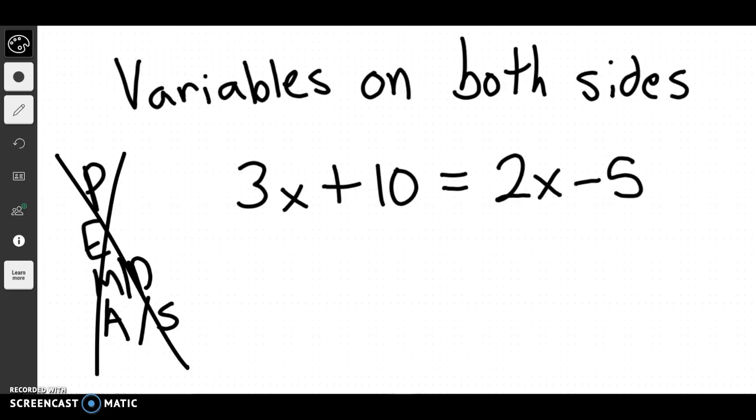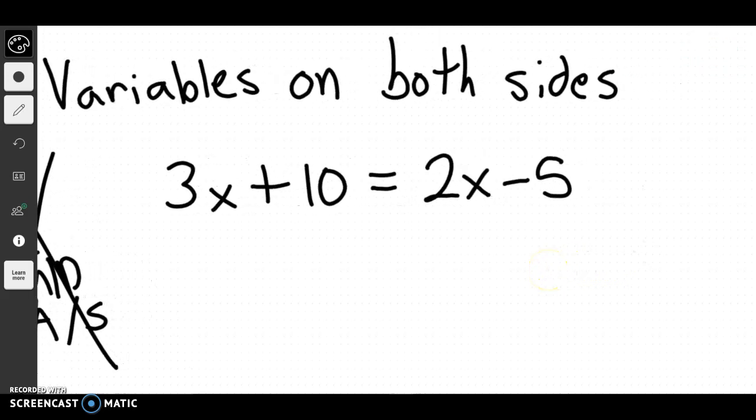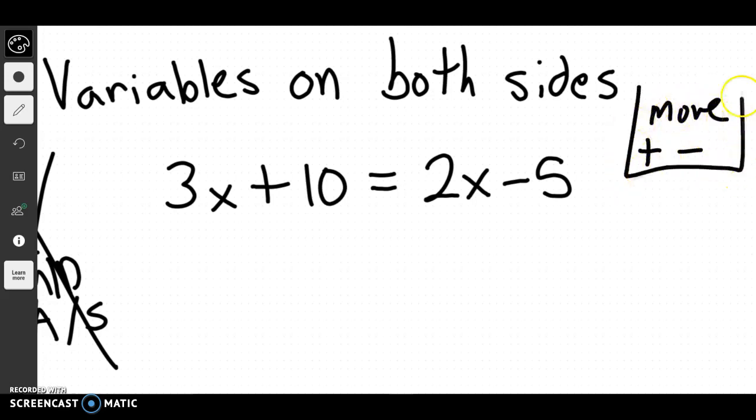What we are going to do, though, is think about two operations that we've done a lot of that kind of help us out. Addition and subtraction, I want you to think of these as moving operations. They help move numbers or variables from one side of the equation to the other. So that's what these two operations do.